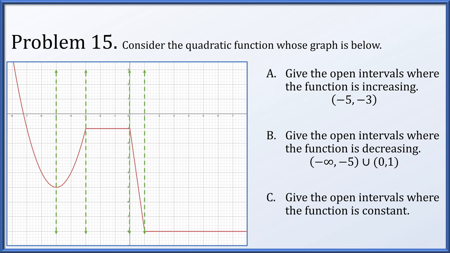Finally, give the open intervals where the function is constant. We see a constant bit from negative 3 to 0, but also a constant from 1 all the way off to the right. That gives us the open intervals from negative 3 to 0 and from 1 to infinity.